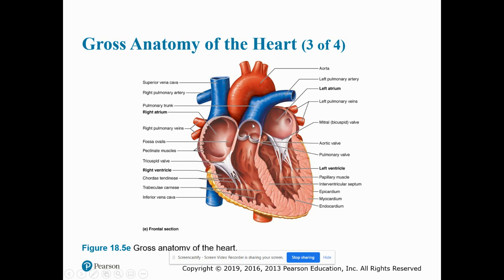So, right ventricle goes into the pulmonary trunk. Left ventricle, kind of hard to see, but it actually would go underneath this and up into the aorta.